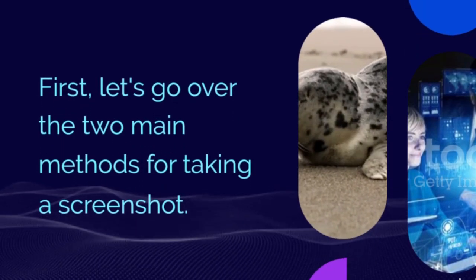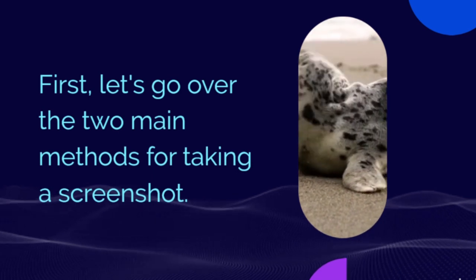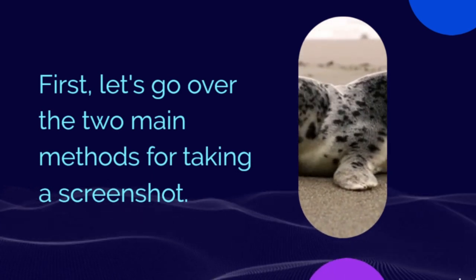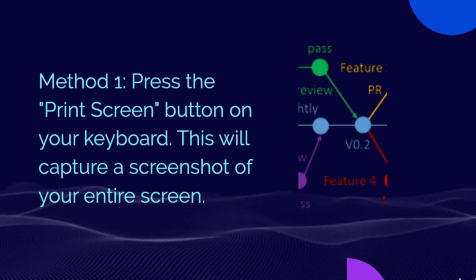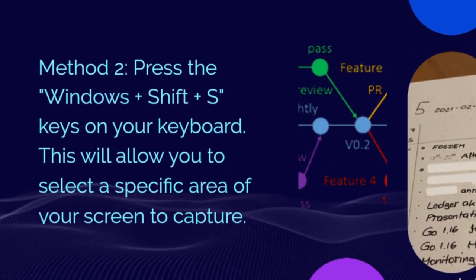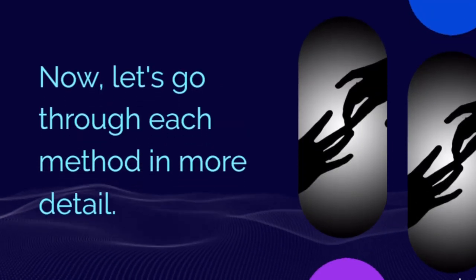Method 1, press the Print Screen button on your keyboard. This will capture a screenshot of your entire screen. Method 2, press the Windows plus Shift plus S keys on your keyboard. This will allow you to select a specific area of your screen to capture. Now, let's go through each method in more detail.